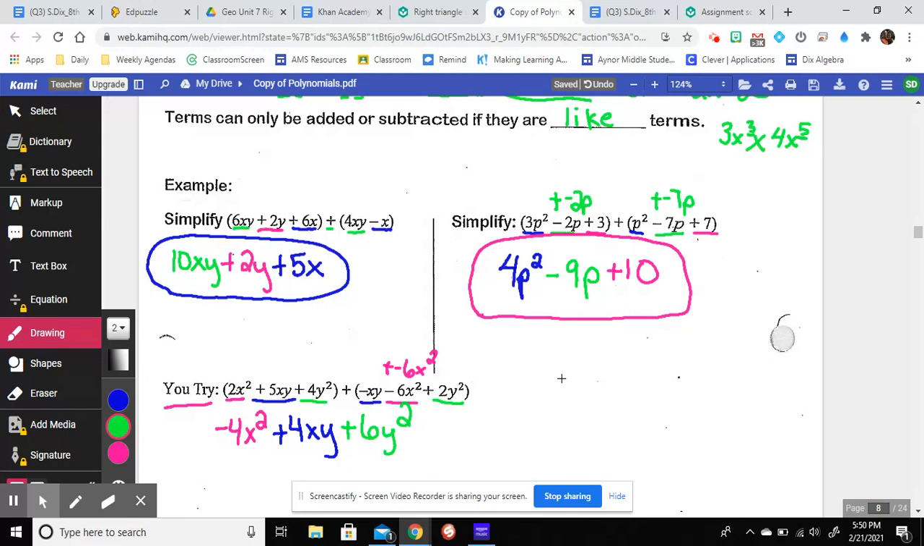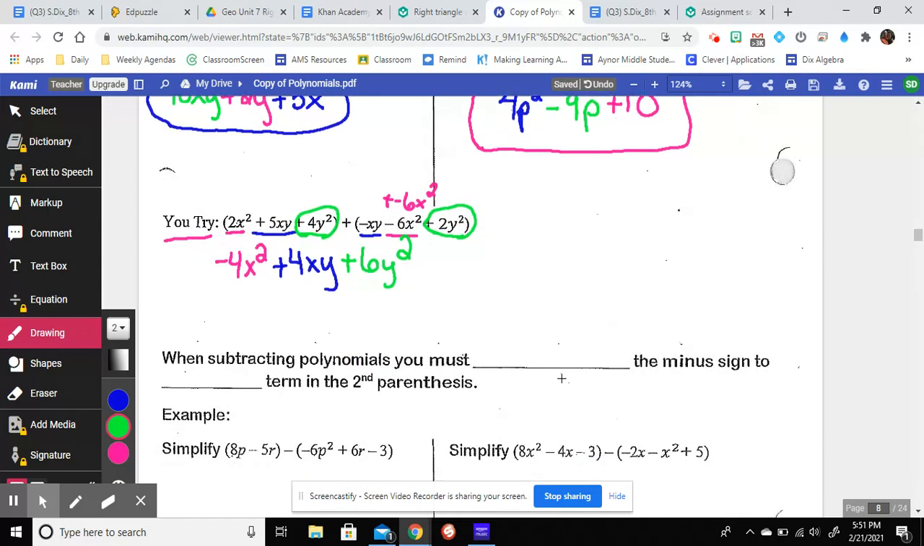Now, you might notice I'm using different colors, and that's to help us mark what the like terms are. Sometimes I tell students if they don't have different colors, you can mark it by doing shapes. For instance, I could put a circle around the ones that are like terms, and then another one I could put a box around and a triangle around. You do whatever helps you the most.